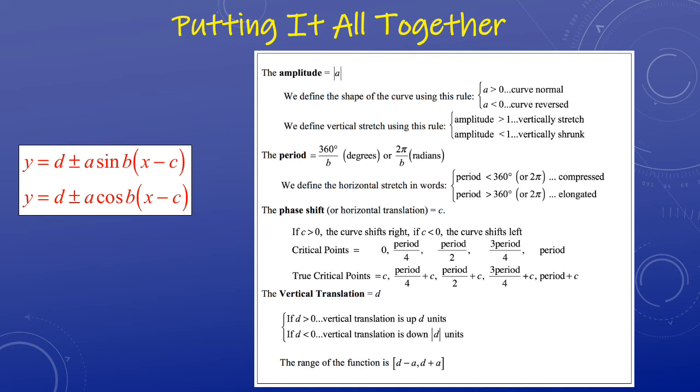d controls the vertical translation. If d is a positive number, then the vertical translation is up d units. If d is a negative number, then the vertical translation is down the absolute value of d units. Therefore, the range of the function is simply from d minus a to d plus a.